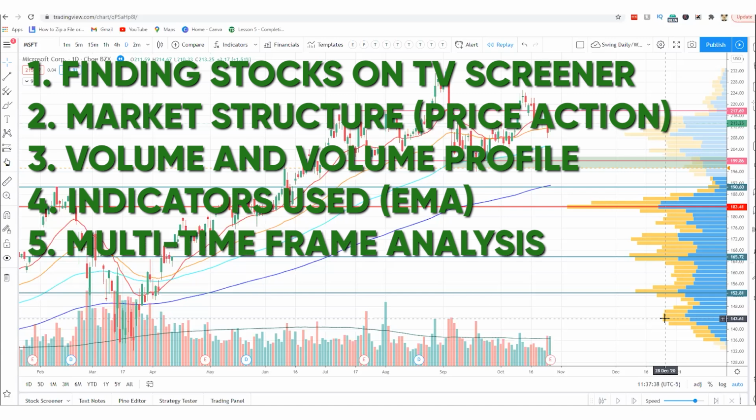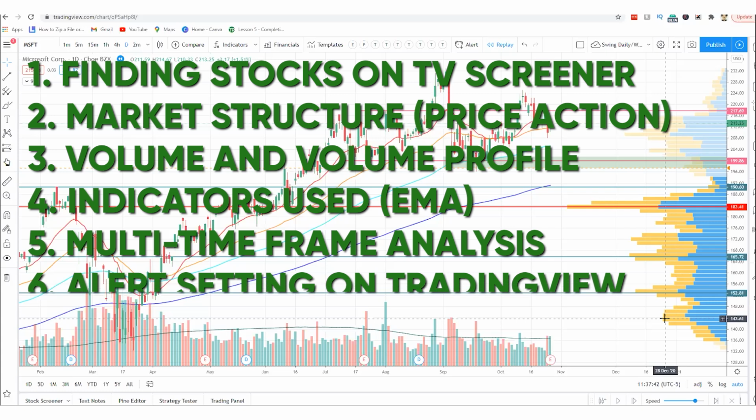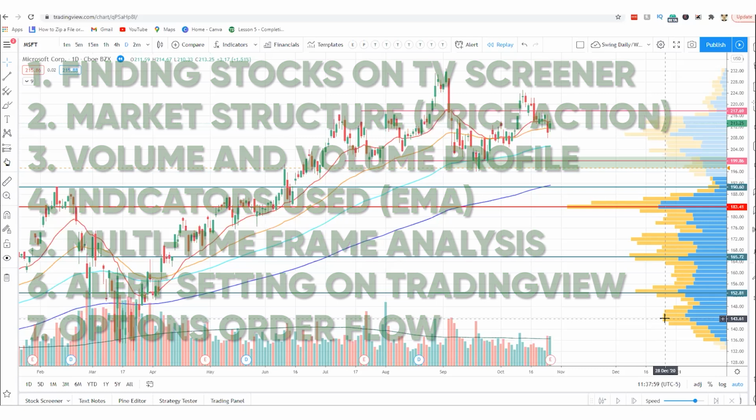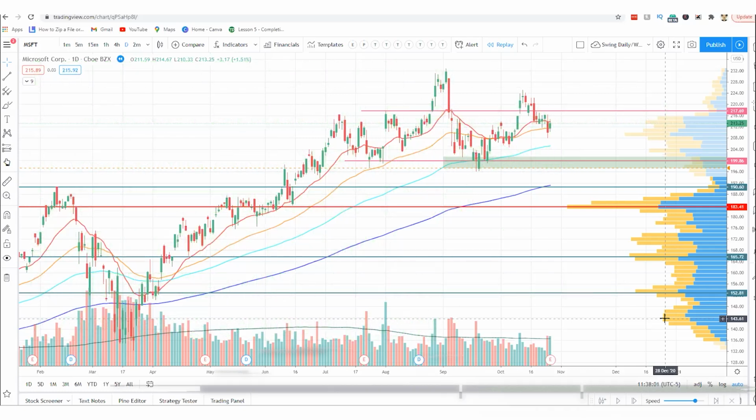Number 5, we're going to go through some multi-time frame analysis, mainly on a daily and a 1 or 4 hour. And then number 6, we're going to be showing you how to set some alerts on TradingView for our swings, because we want to be patient in terms of waiting for these to happen. And finally, number 7, a sneak peek of options order flow that actually helps us a lot with swing trading stocks, and we're going to show you why and how that helps us. So let's go ahead and get started with number 1.